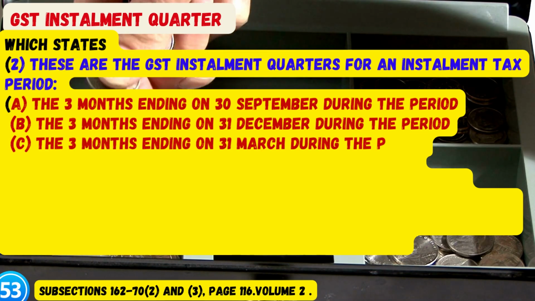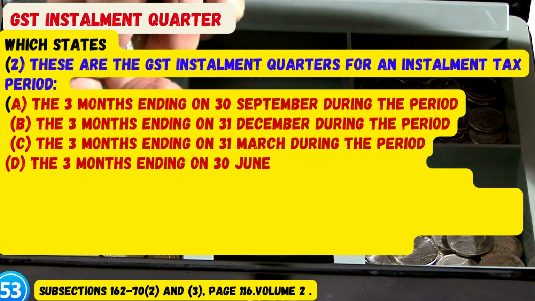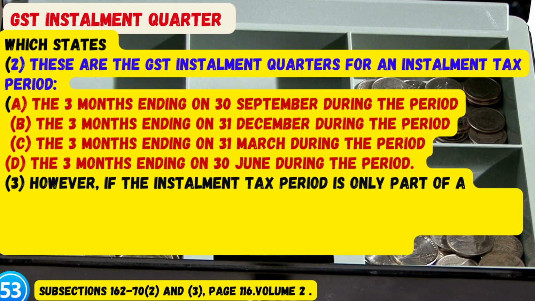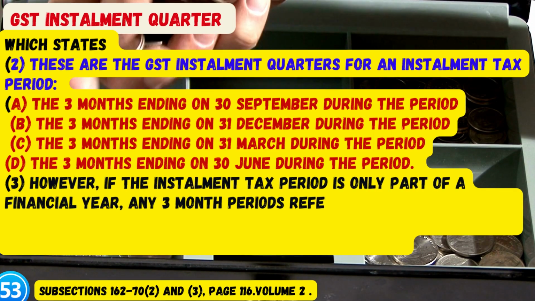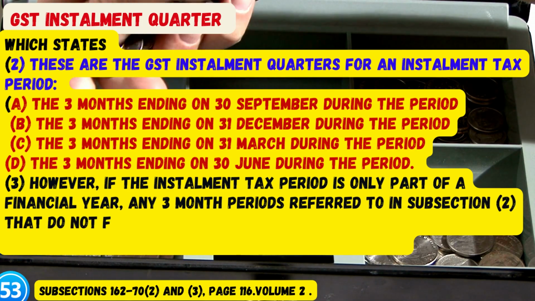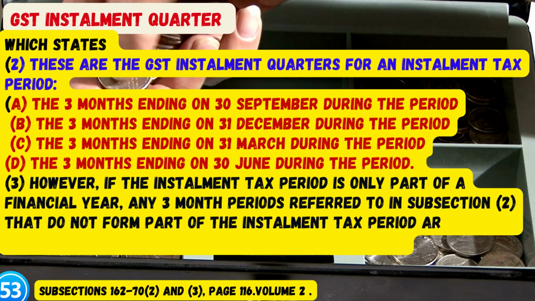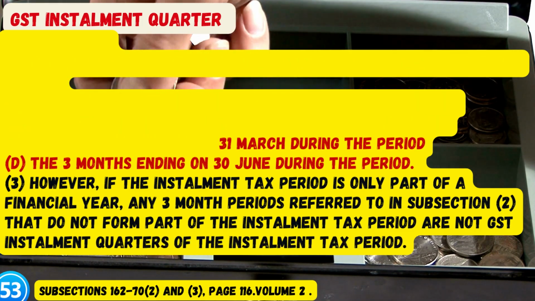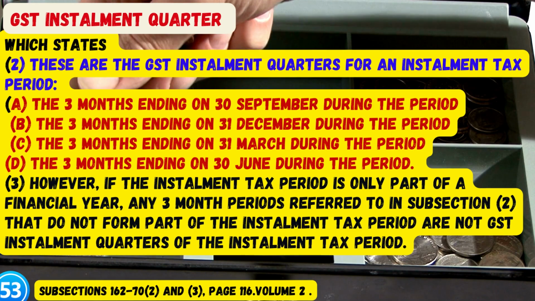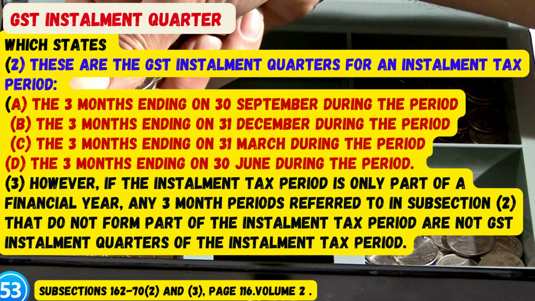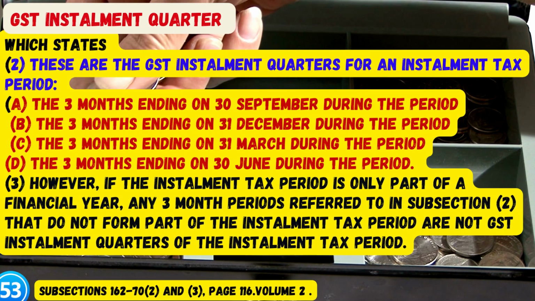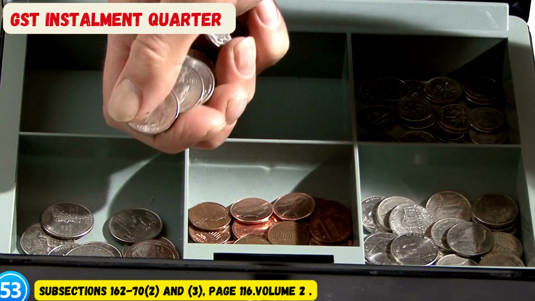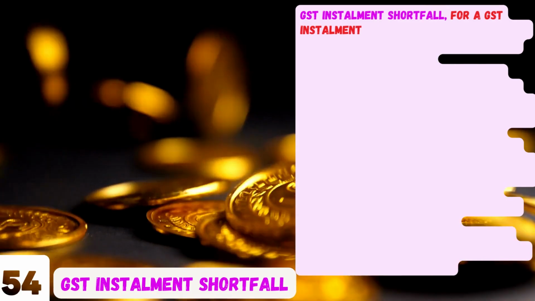B. The 3 months ending on December 31st during the period. C. The 3 months ending on March 31st during the period. D. The 3 months ending on June 30th during the period. 3. However, if the installment tax period is only part of a financial year, any 3-month periods referred to in subsection 2 that do not form part of the installment tax period are not GST installment quarters of the installment tax period. Word number 51.